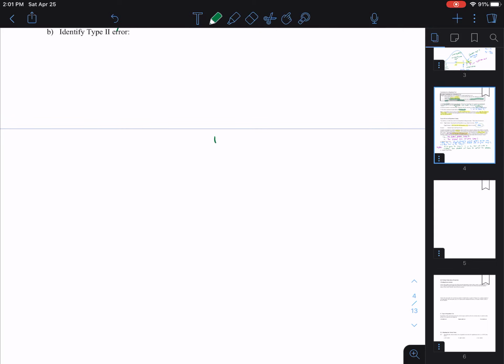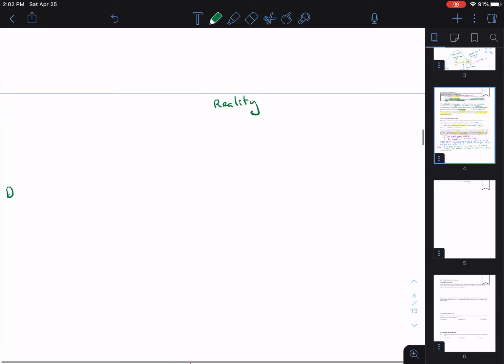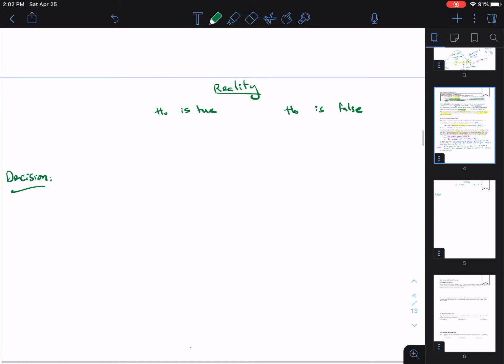All right. In general, we can summarize type 1 and type 2 so far. We have the reality, and then we have the decision. In the reality, we can either have the null hypothesis being true, or the null hypothesis is false. For the decision, we can either reject the null hypothesis, or fail to reject the null hypothesis.